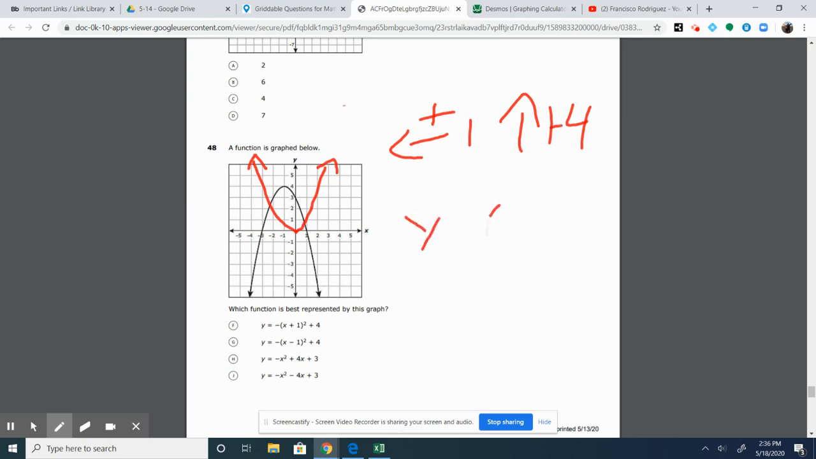So x plus 1 has to be plus 4. Now the next thing that changes is that the graph is now facing down. So to be able to make it face down, we are going to put a negative at the front of the parentheses. So based on that, our answer would be F.